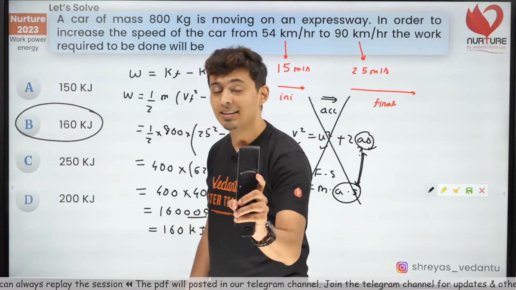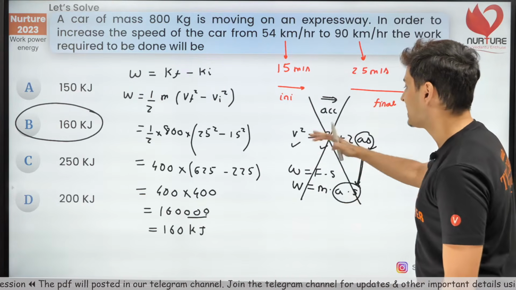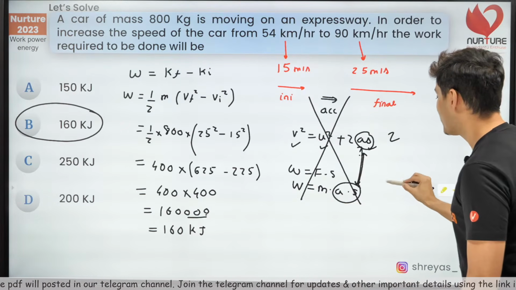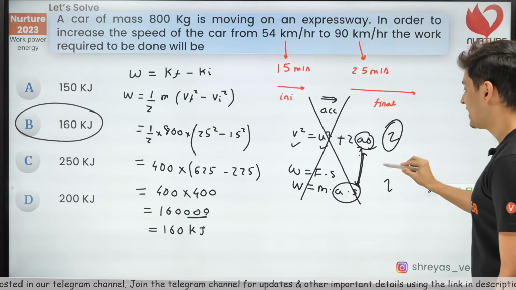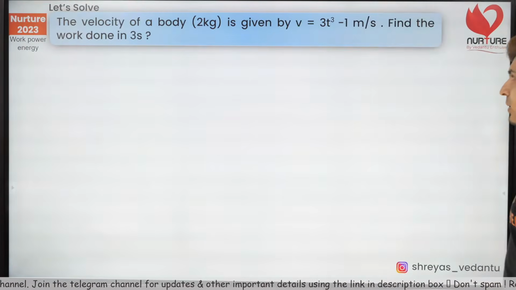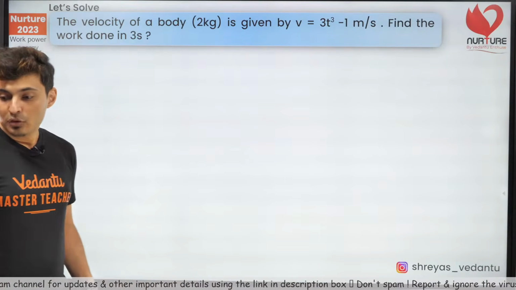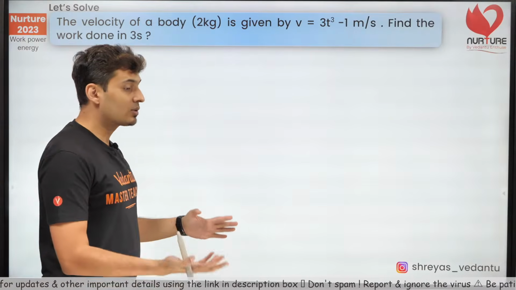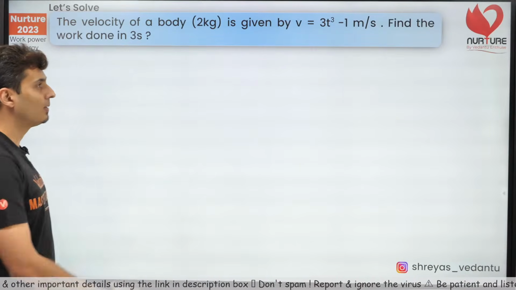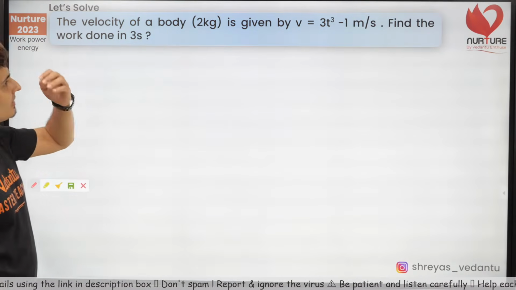So now you understand the importance of work kinetic energy theorem. It has avoided Newton's laws and kinematic equations. There were 2 concepts here, and I just have to use work kinetic energy. Let's move on to the next question coming up on your screen. Yes, Vikram, I know it is a Laddu question, but this was to make you understand the importance of work kinetic energy theorem. Moving on to the next one, the velocity of a body is given by this.